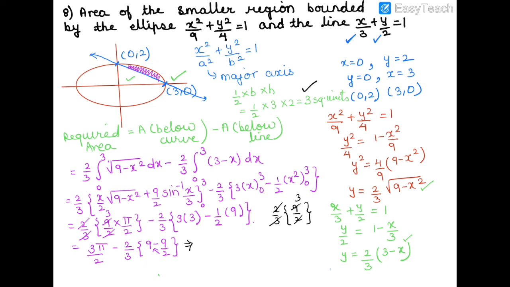So this is going to give you 3 pi by 2 minus 3, which if you wish, you can take out a 3 common, and pi by 2 minus 1, or if you wished, you could have also taken out a 3 by 2 common. So the representation of the answer is up to you. You can leave the answer here.